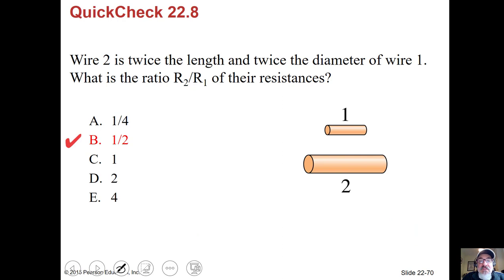Okay, good. So length makes it twice as much. The diameter being twice as big makes it 1/4 as much. Both of those factors taken into account, we've got 1/2 as much.